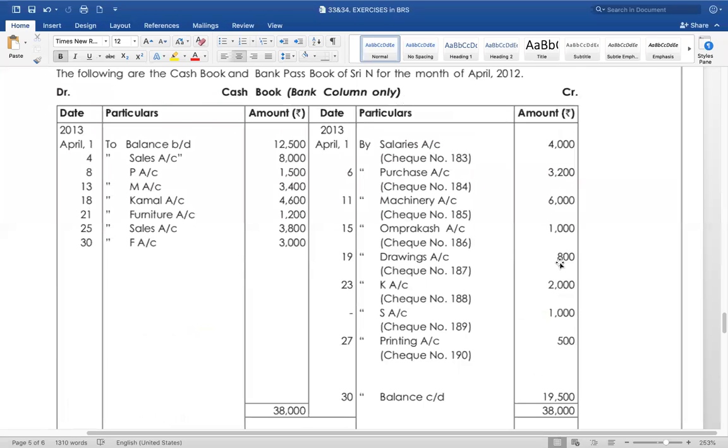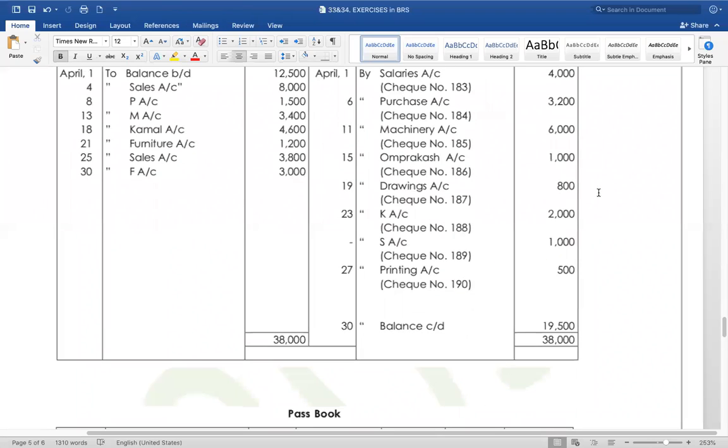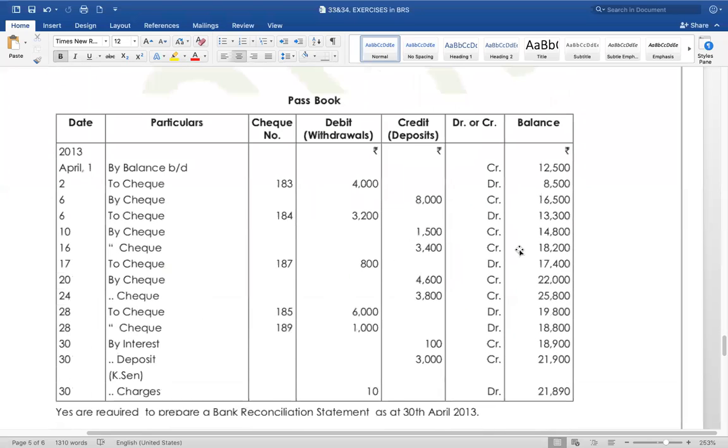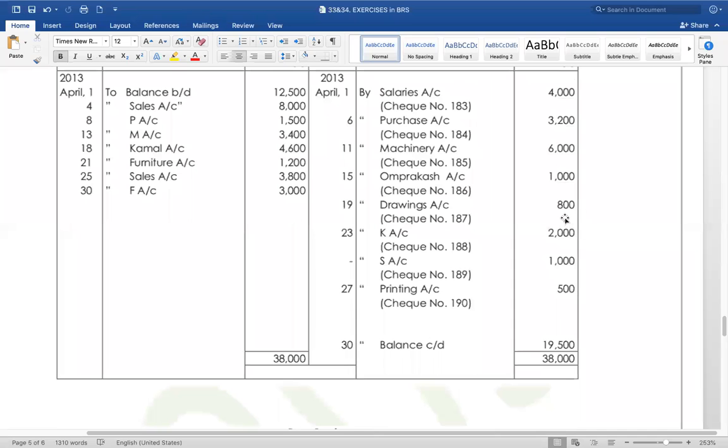Next is 187, sir. 187, 800. Okay, 187. Right. This 800 also is here. 187. Then 2,000, check number 188. Not this, sir. There's no such check number appearing here. So therefore, 188, yeah, we had to remember this amount also.